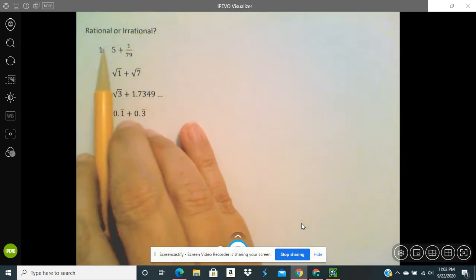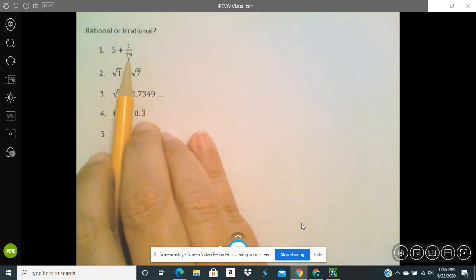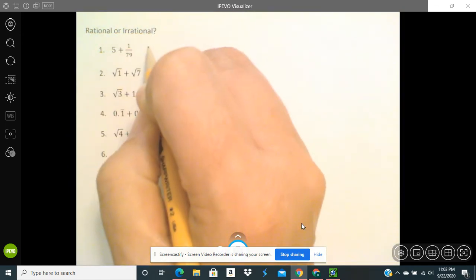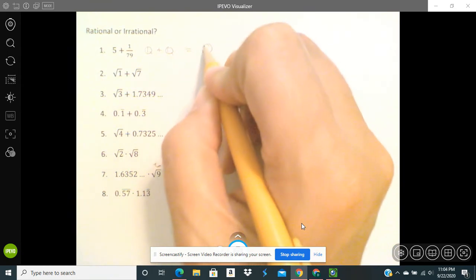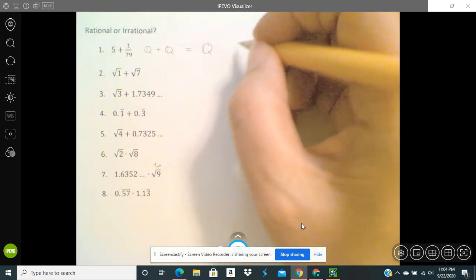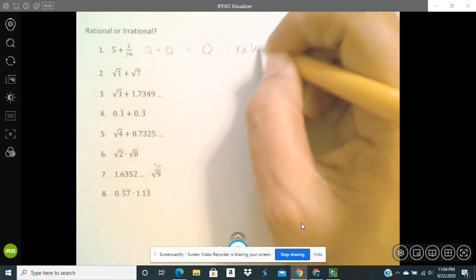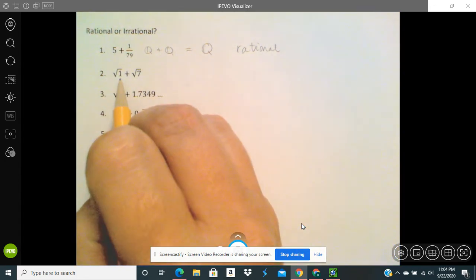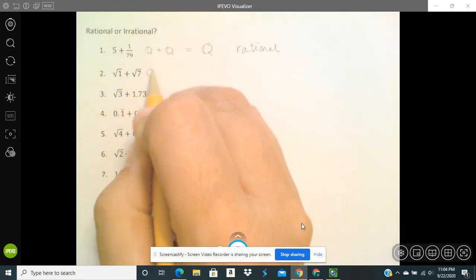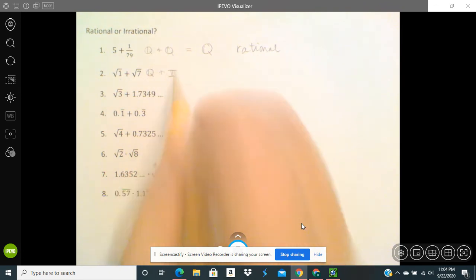Think about this. 5 is rational. 1/79th is rational. So if both of these are rational, our final answer will also be rational. So I know that number 1 is rational. Number 2, what's the square root of 1? 1. That's a whole number. That's an integer. It's rational. The square root of 7 is irrational.